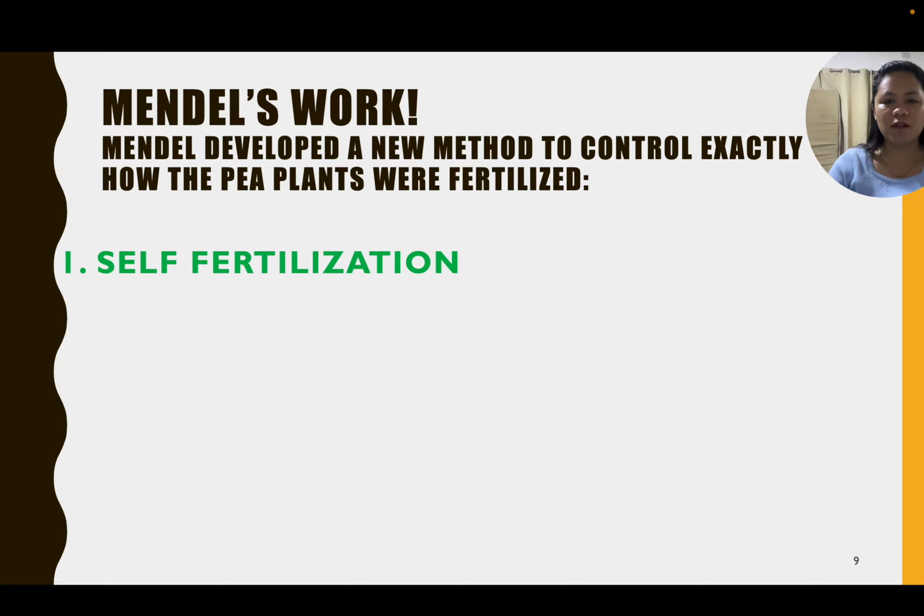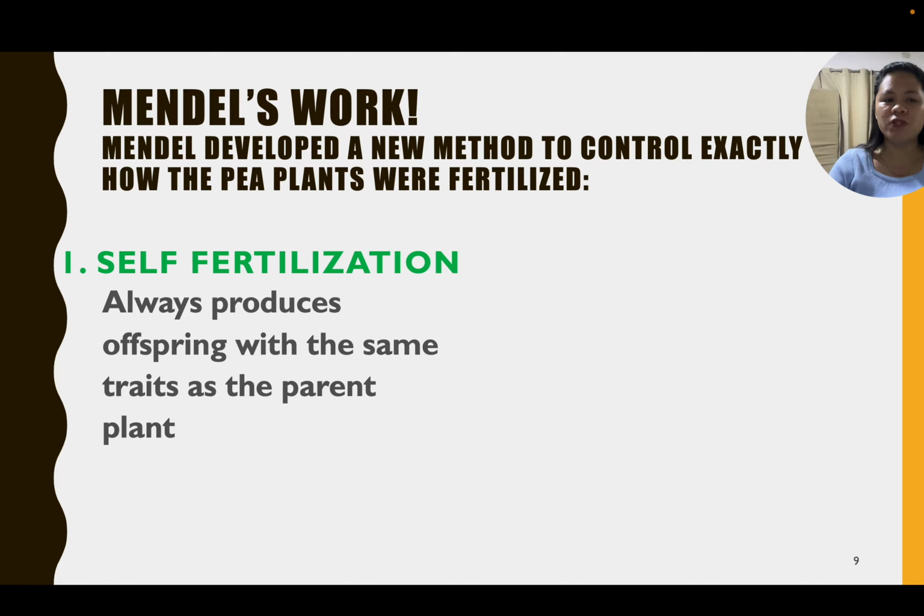So when you say self-fertilization, of course, we can compare it with asexual reproduction. So it always produces offspring with the same trait as the parent plant. So the same pollen is used to fertilize the ovary, or the ovule of the specific plant as well.